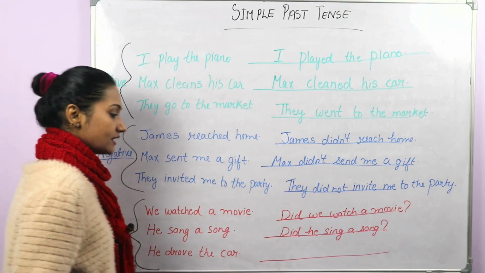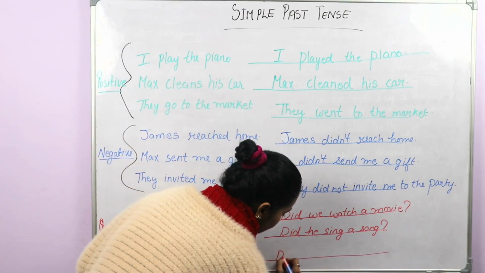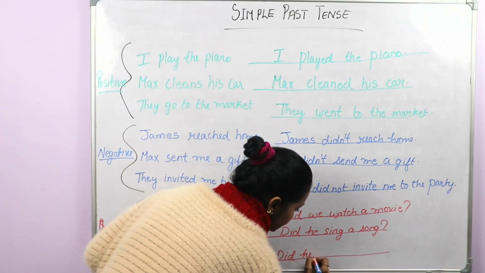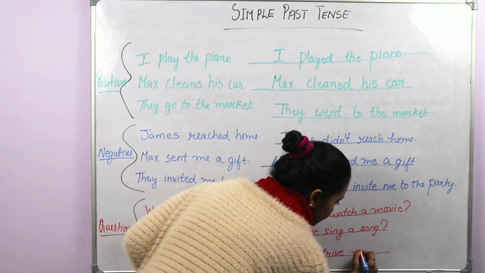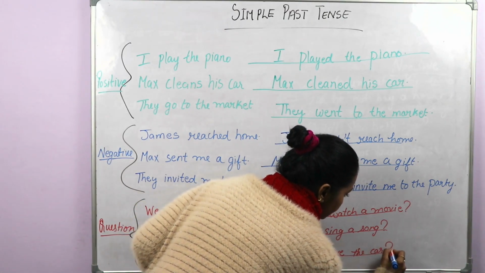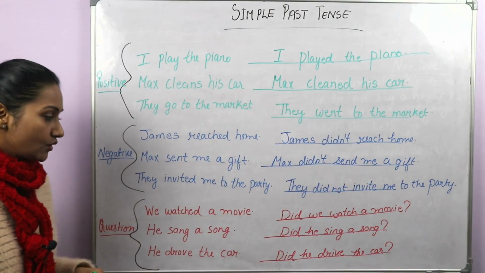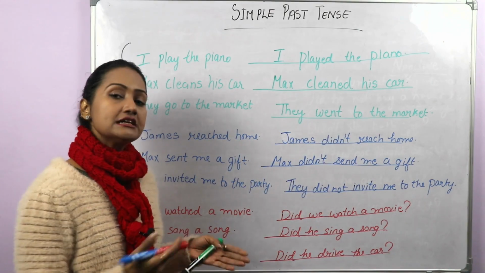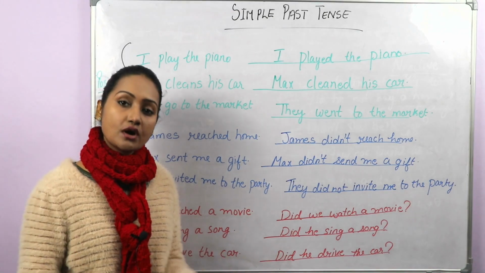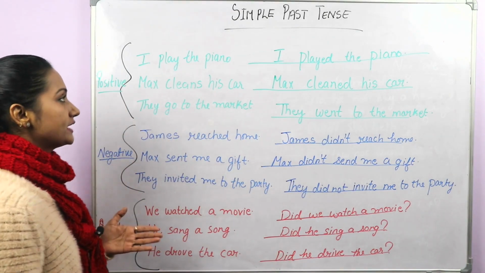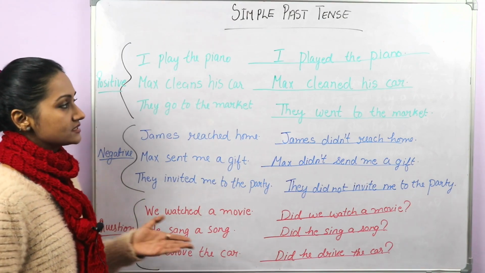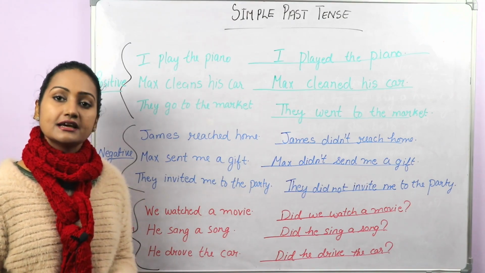He drove the car. Did he drive the car? Did he drive the car or didn't he drive the car or did he not drive the car? Okay, so these are the ways we can frame positive, negative or interrogative sentences in simple past tense.